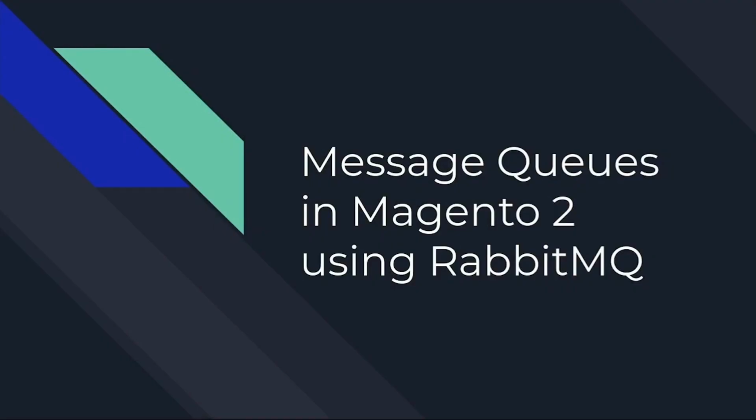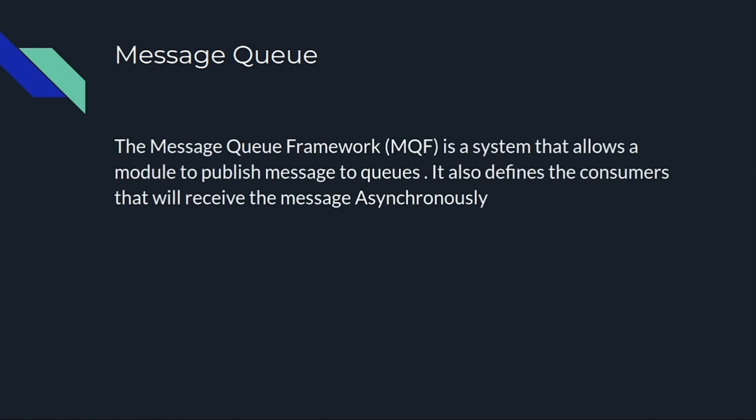Hi, today our topic is message queue in Magento 2 using RabbitMQ. Let's get started. Firstly, let us know what is message queue. Message queue framework is a system that allows a module to publish a message to queues. It also defines the consumer that will receive the message asynchronously. So, the message queue framework consists of three components: publisher, consumer, and a messaging broker, RabbitMQ.